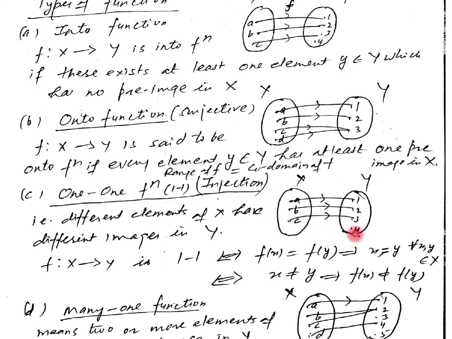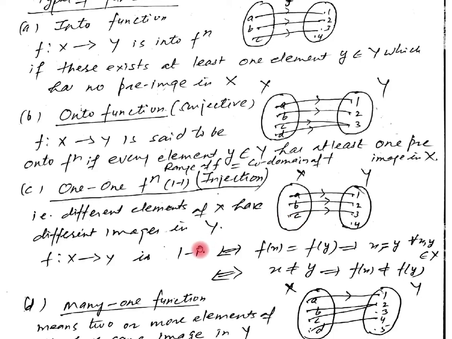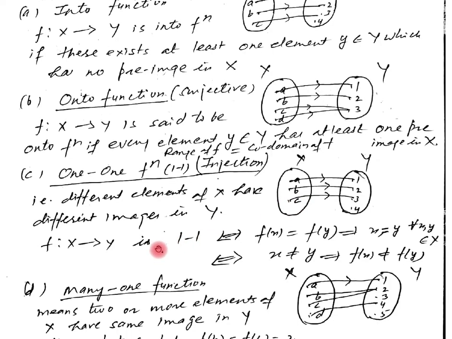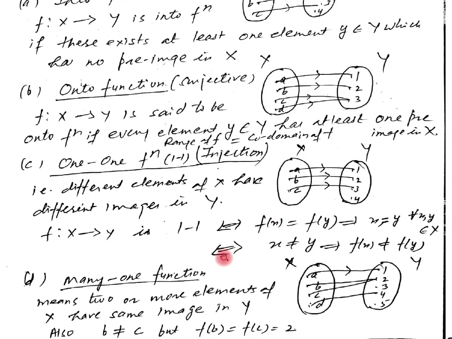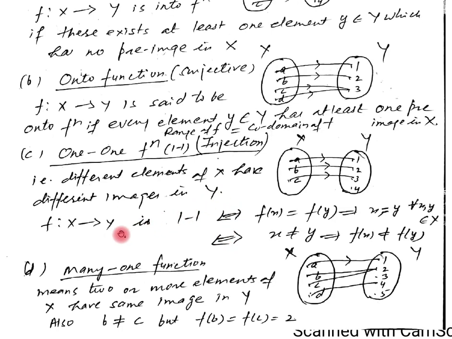There may be an extra element, there is no problem. It may or may not be there. But the condition is that different elements of x have different images in y. Then the function is said to be one-one function. Whenever you have to apply this in a question, apply one of these rules to check whether the function is one-one or not. This is one of the important concepts of function.